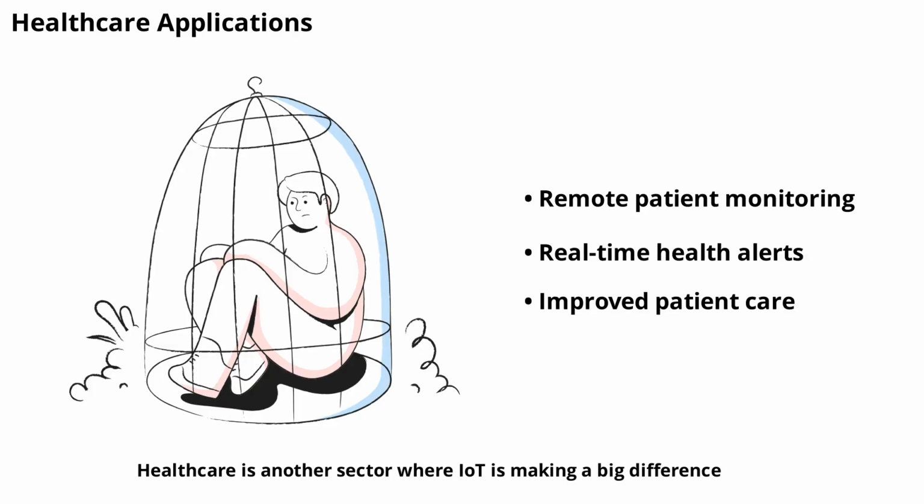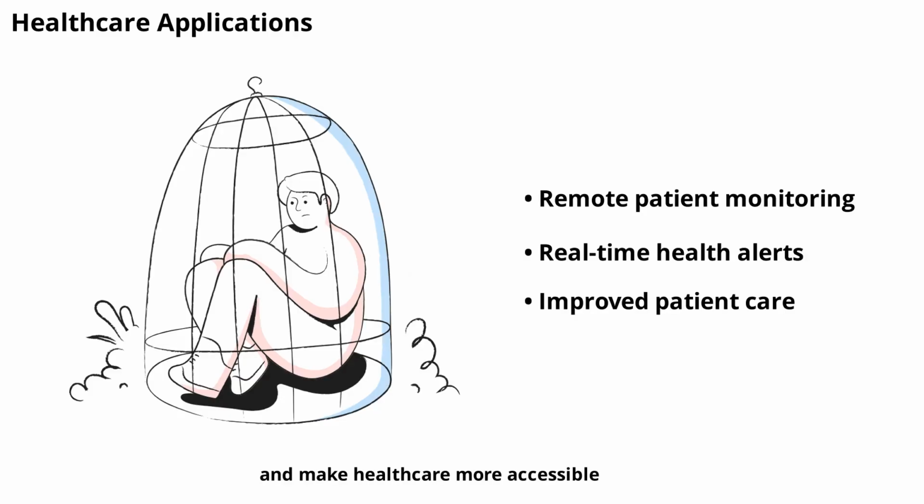Healthcare is another sector where IoT is making a big difference. Connected medical devices can monitor patients' vital signs and send alerts to doctors if something is wrong. Remote monitoring allows patients to recover at home while still being closely watched by healthcare professionals. IoT helps improve patient outcomes, reduce hospital stays, and make healthcare more accessible.